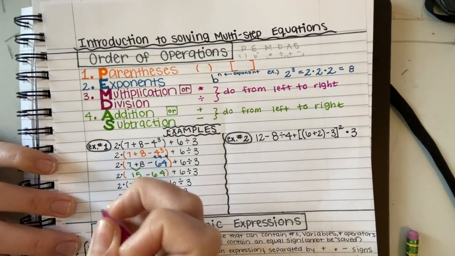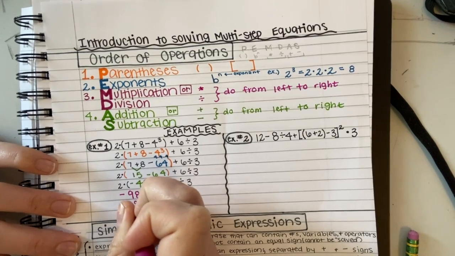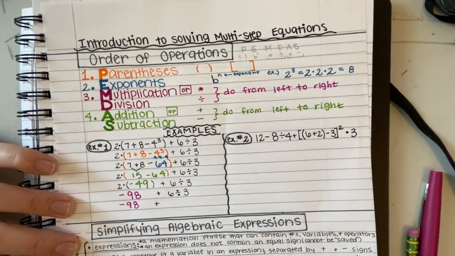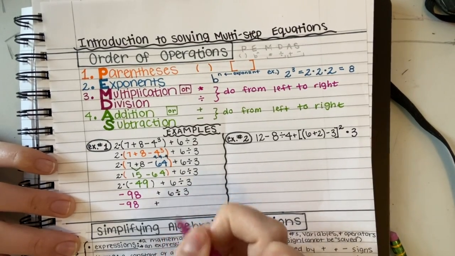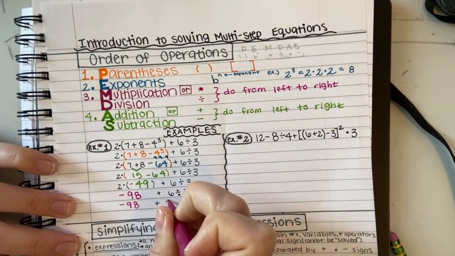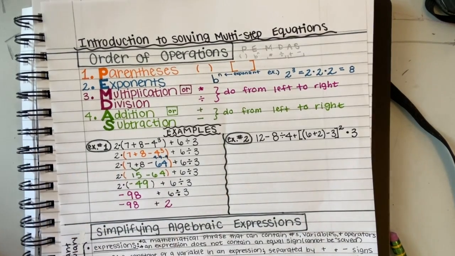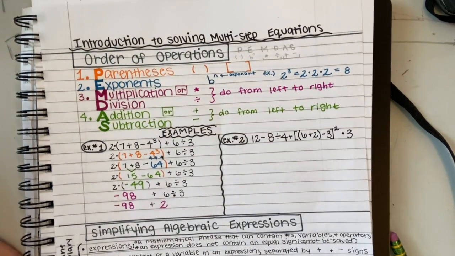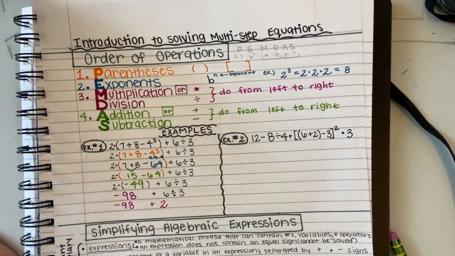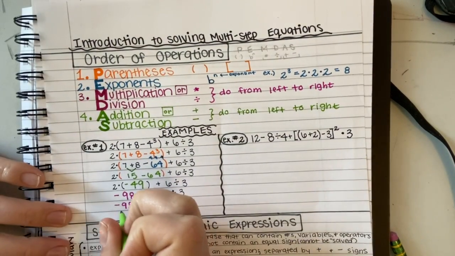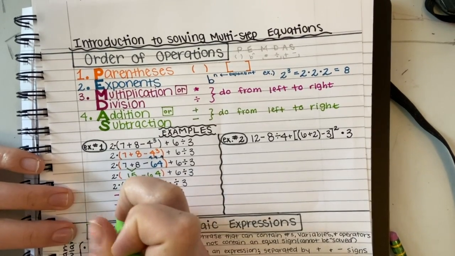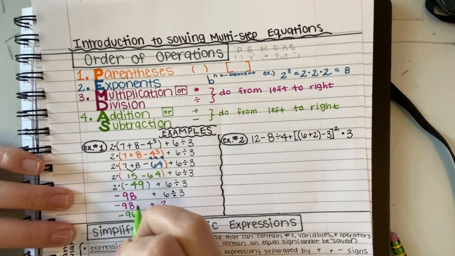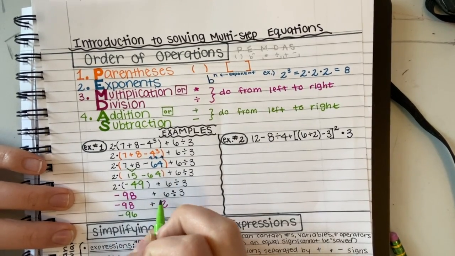So I'm going to bring down this negative 98. I'm going to bring down my addition sign, and I'm going to do 6 divided by 3. 6 divided by 3 is 2. And now I just have one thing left to do, and that is add these two numbers together. So I know that negative 98 plus 2 is negative 96, because I'm making negative 98 2 less negative.